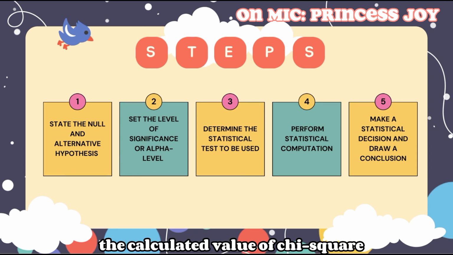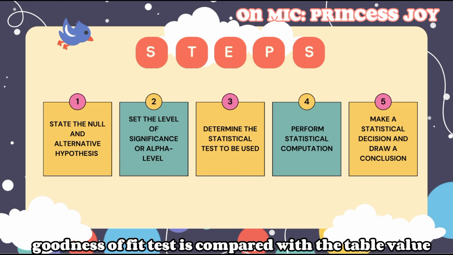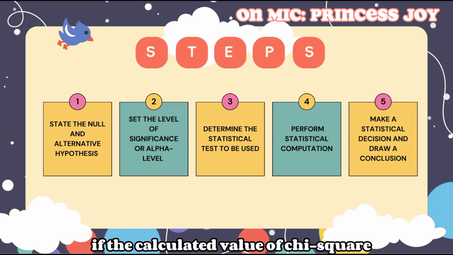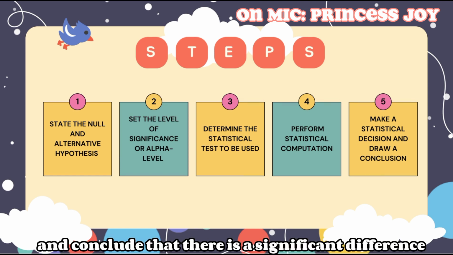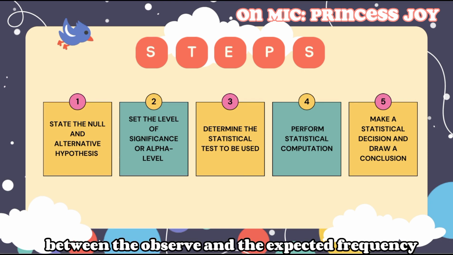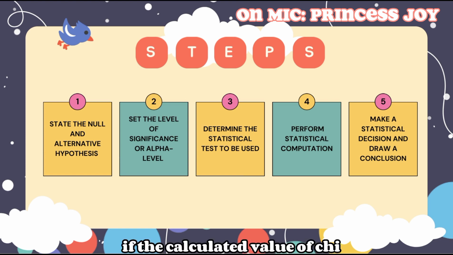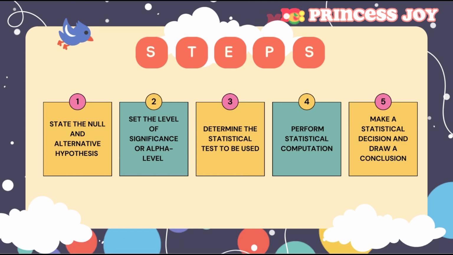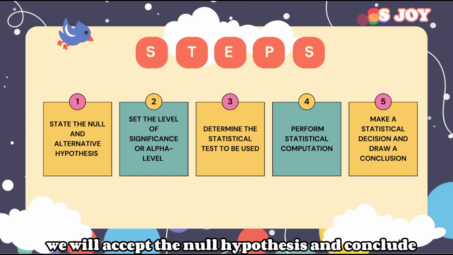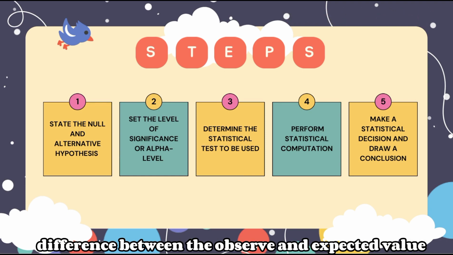The calculated value of chi-square goodness of fit test is compared with the table value. If the calculated value is greater than the table value, we will reject the null hypothesis and conclude that there is a significant difference between the observed and the expected frequency. If the calculated value is less than the table value, we will accept the null hypothesis and conclude that there is no significant difference between the observed and the expected value.